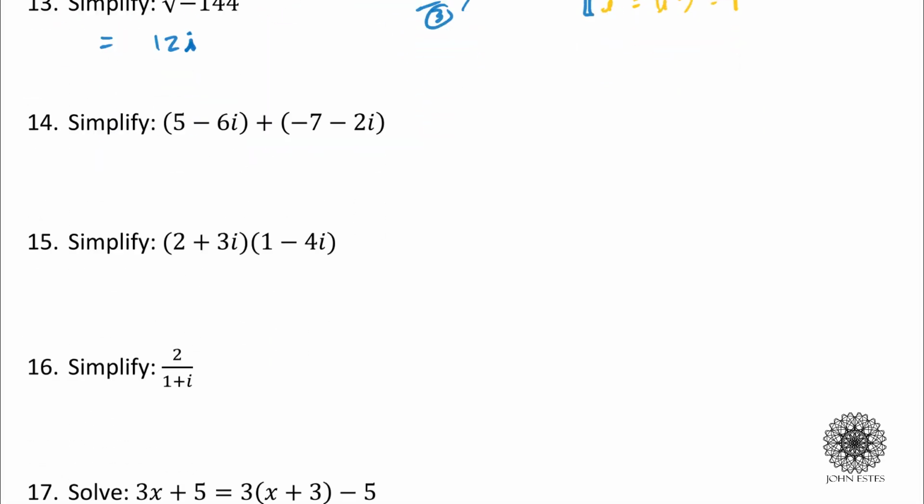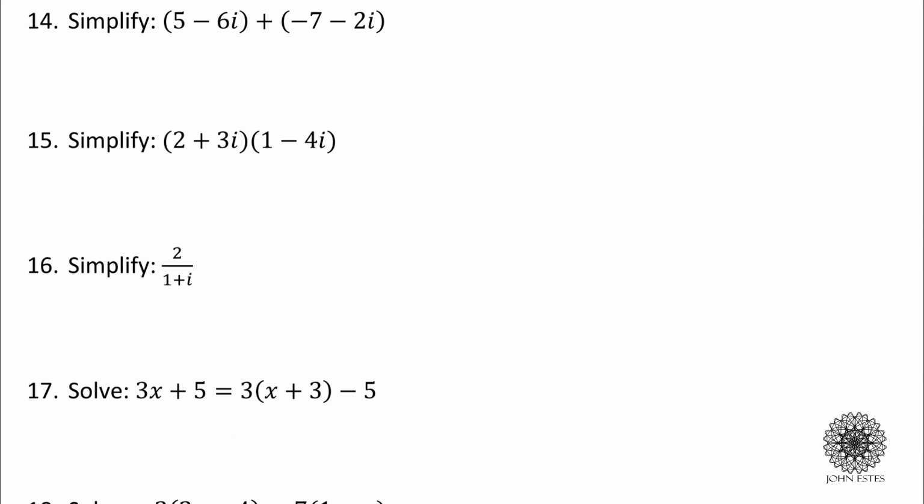Okay, moving on, we want to be able to add or subtract complex numbers. This is really easy to do. All we have to do is add the real parts together and then add the complex parts together. So what I mean by that is I just add 5 and negative 7, which I know is negative 2. Then I add negative 6 and negative 2i, which ends up being negative 8i. And there it is. It's simplified.